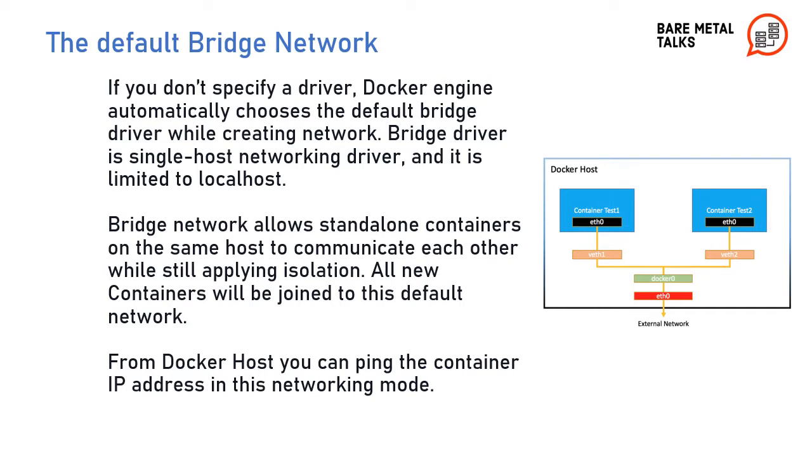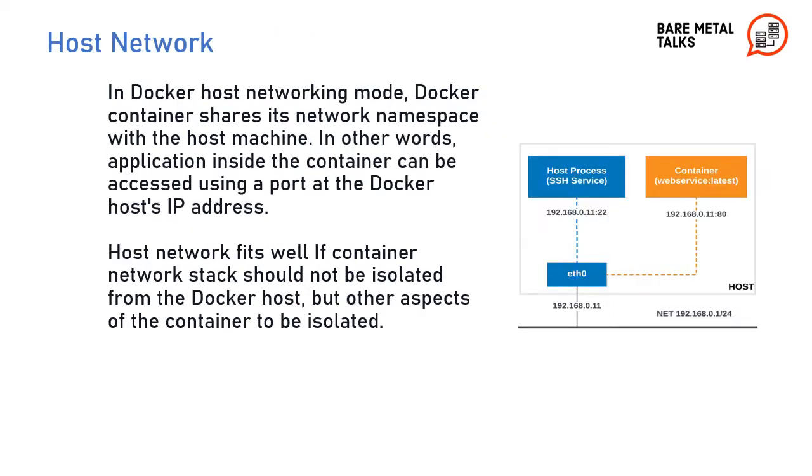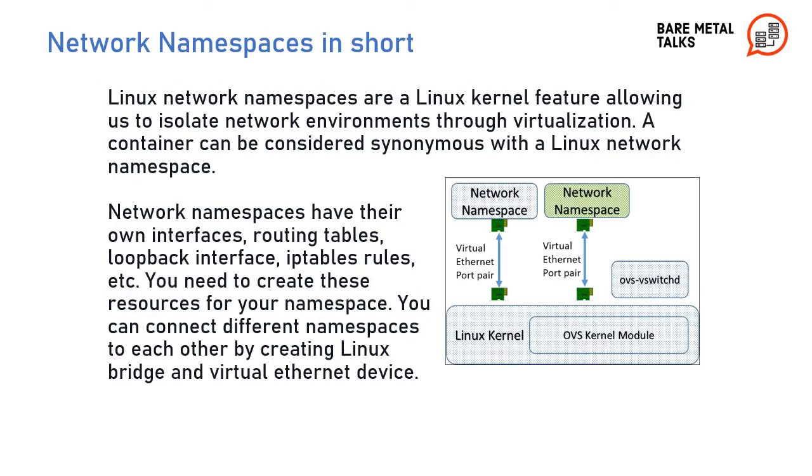Host network. In Docker host networking mode, Docker containers share their network namespace with the host machine. In other words, an application inside the container can be accessed using a port at the Docker host's IP address. Host network fits well if the container network stack should not be isolated from the Docker host, but other aspects of the container are to be isolated. Network namespaces are a bit abstract but an important feature of the Linux kernel, which makes inter-container communication possible.